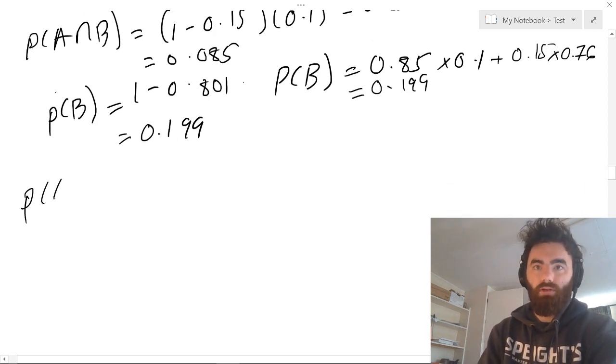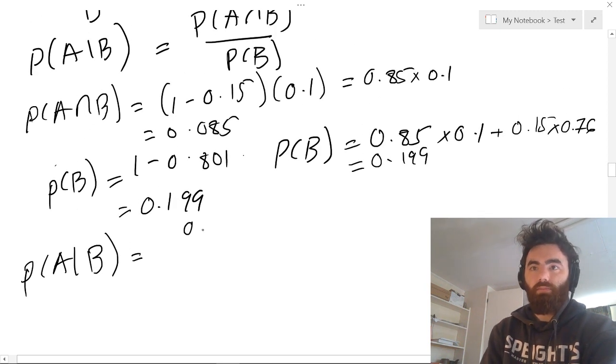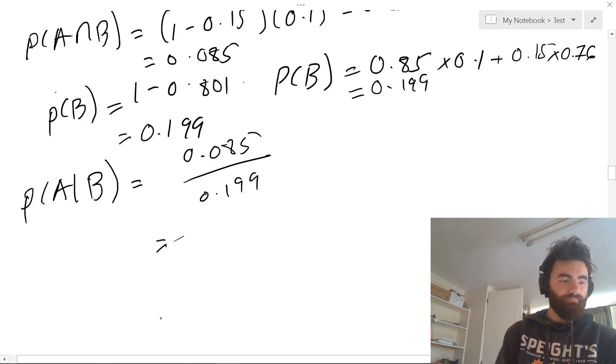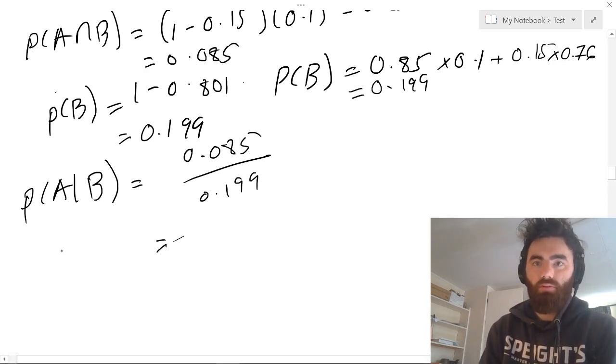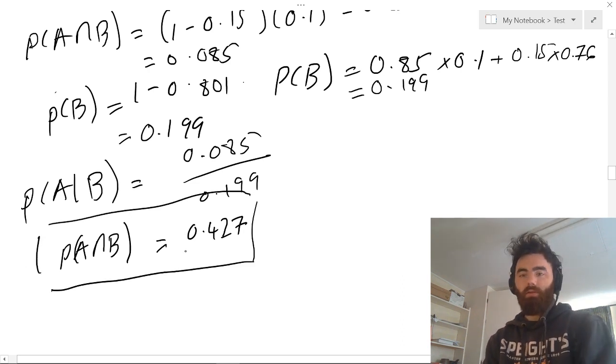So then your conditional probability of this is equal to 0.085 divided by 0.199, which equals 0.427. Still not used to the pen. Cool, that's the answer. We took too long on that question.